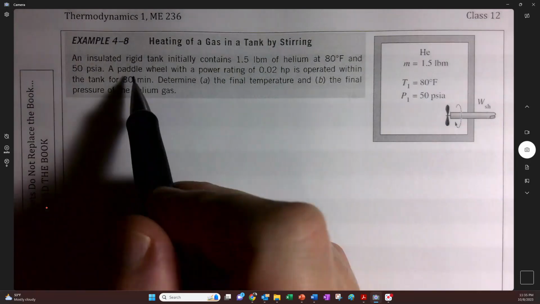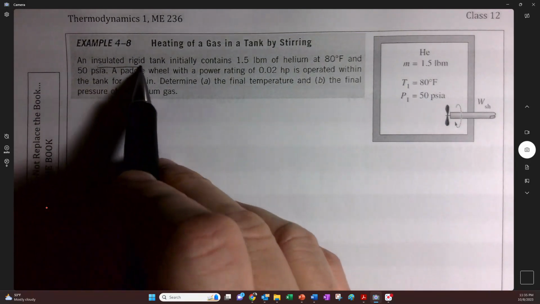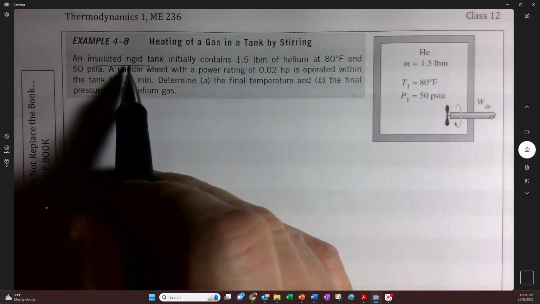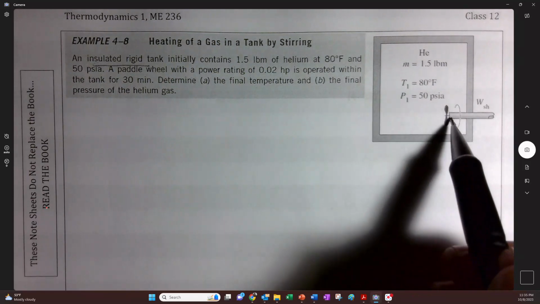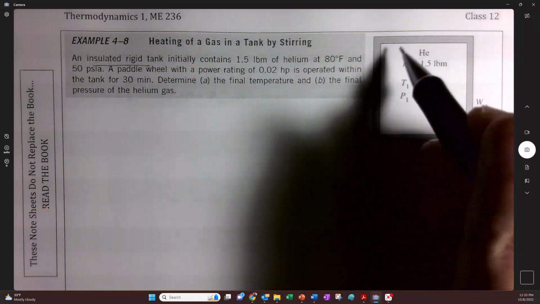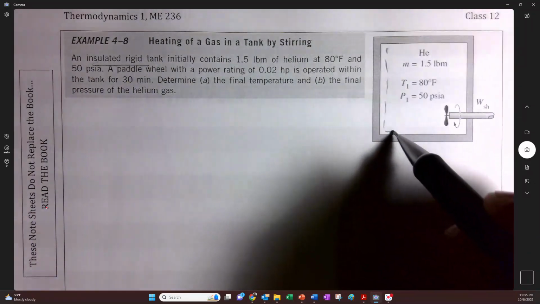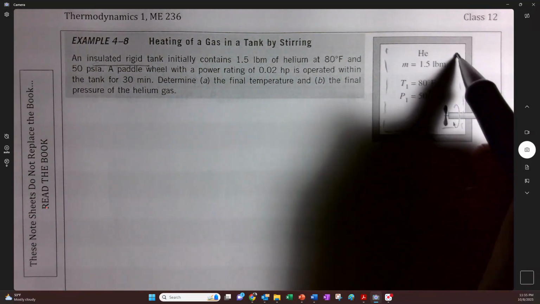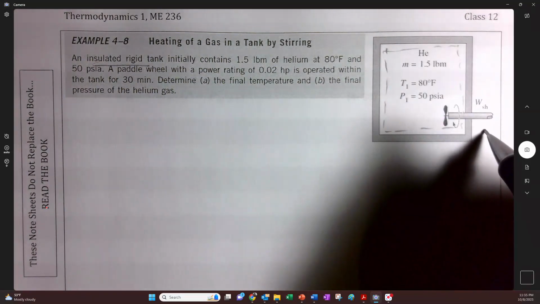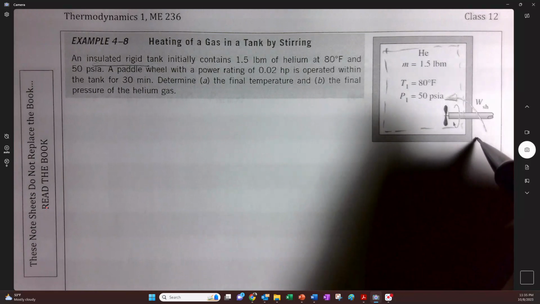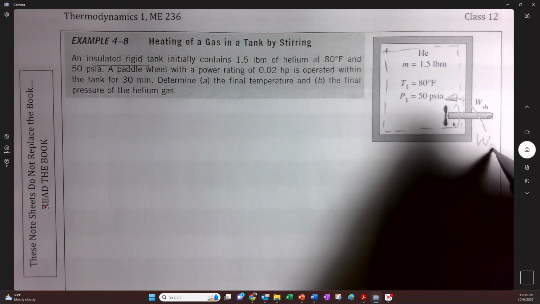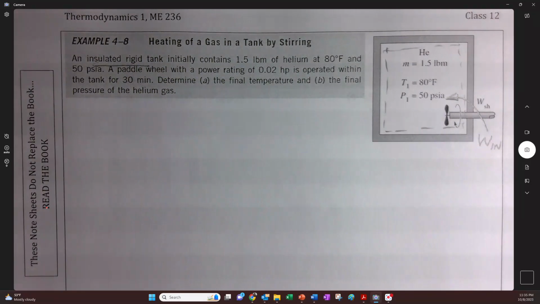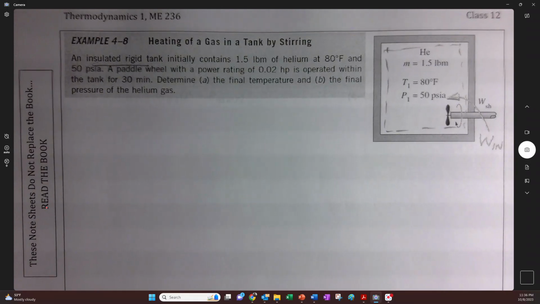So let's see, they said it was an insulated rigid tank, right? So there's not going to be any work except for the paddle wheel that's coming into the system. We could draw a little boundary right here, and we could identify that we have work coming into the system, right? That'll generally be negative, by the way. Usually work is out, but that's cool.